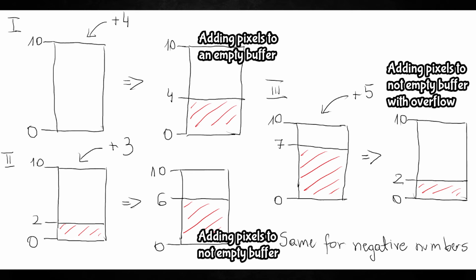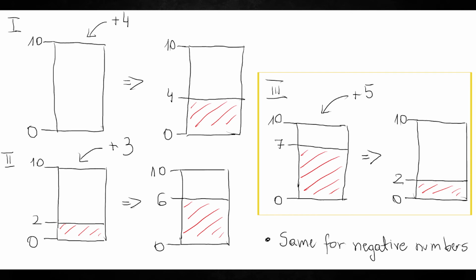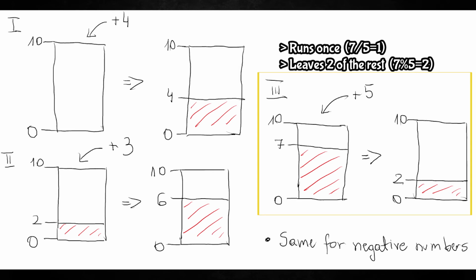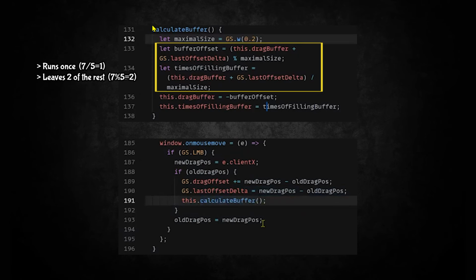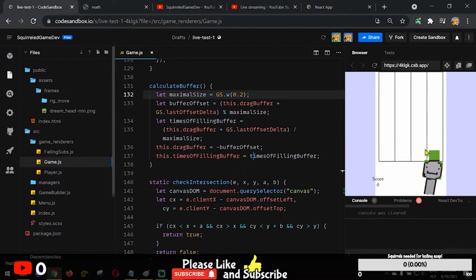The first 2 are easy. However, in the third one, we've got an overflow. We need to check how many times the number we want to place inside runs through this buffer and what's the final buffer's value. The calculate buffer function I made does these 2 things. And you can see Trim dances when we drag him. That's great.